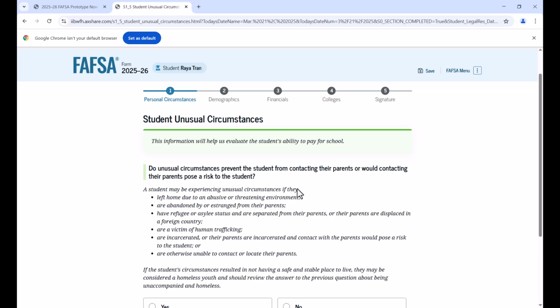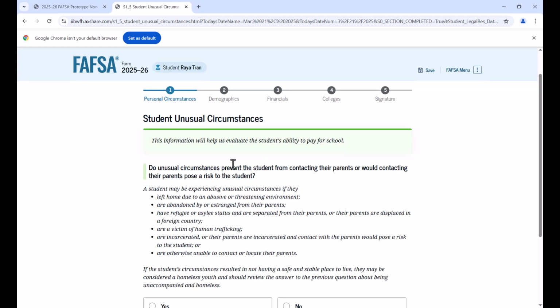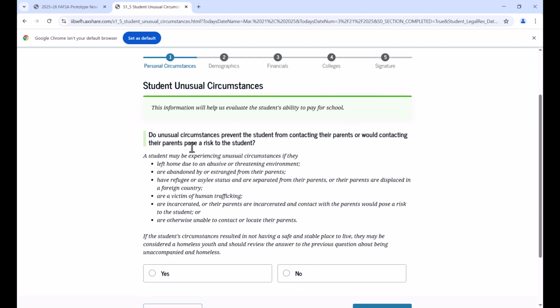Next is the student unusual circumstances. This is a question for students, and it is asking, do unusual circumstances prevent the student from contacting their parents, or would contacting their parents pose a risk to the student? And then it lists a few examples of what unusual circumstances might be that the student is facing.